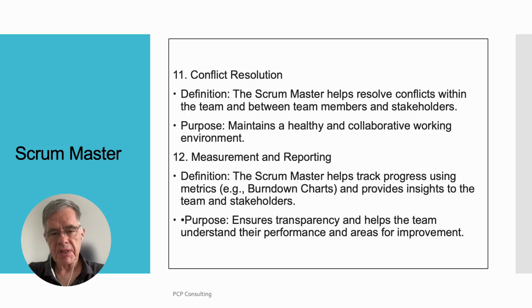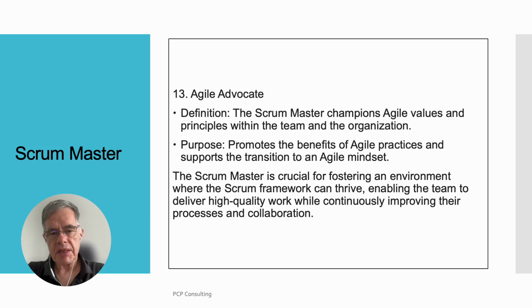Conflict resolution. The Scrum Master helps resolve conflicts within the team and between team members and stakeholders. Maintains a healthy and collaborative work environment. Measurement and reporting. The Scrum Master helps track progress using metrics, for example, burn down charts, and provides insights to the team and stakeholders. Ensures transparency and helps the team understand their performance and areas for improvement. Agile Advocate. The Scrum Master champions Agile values and principles within the team and the organization, promotes the benefits of Agile practices, and supports the transition to an Agile mindset.